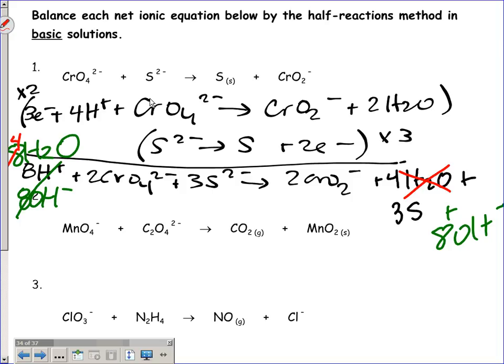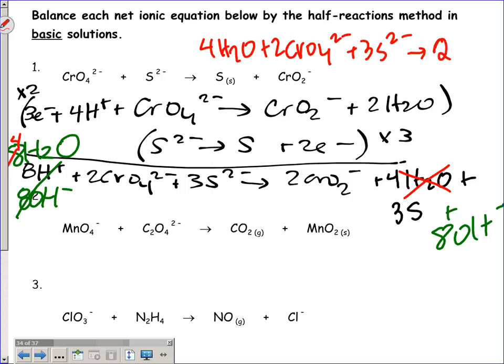So my final reaction should be 4 waters, 2 chromates, plus 3 sulfides yield 2 CrO2 1 minus, 3 S's, and 8 OHs. So when I say balance in acid, you do the first steps. If I say balance in base, do those steps, and then reflect to the bottom. Do I have H pluses? Yes. Get rid of them by putting OHs on both sides, and then simplifying waters.